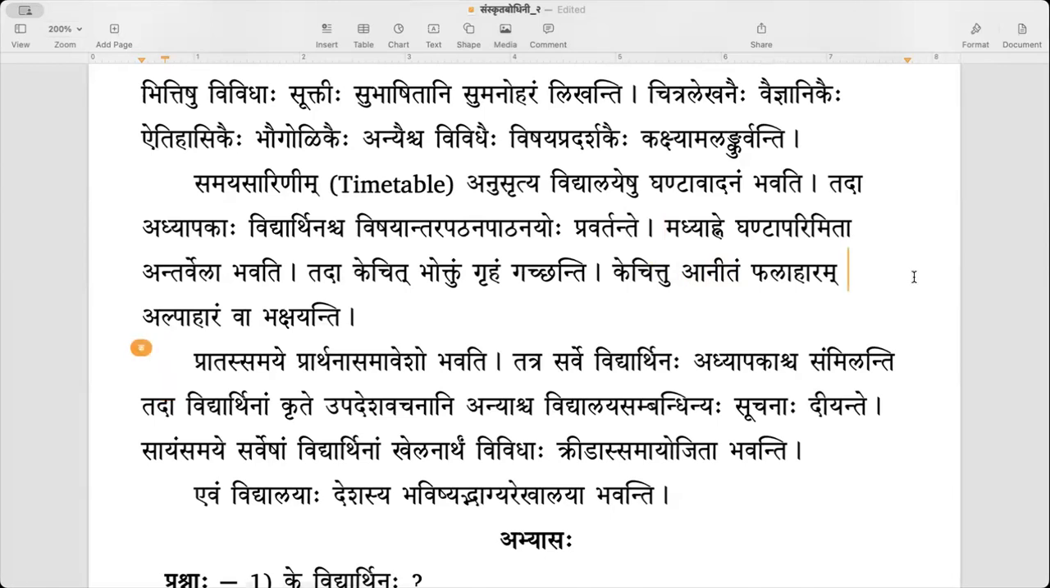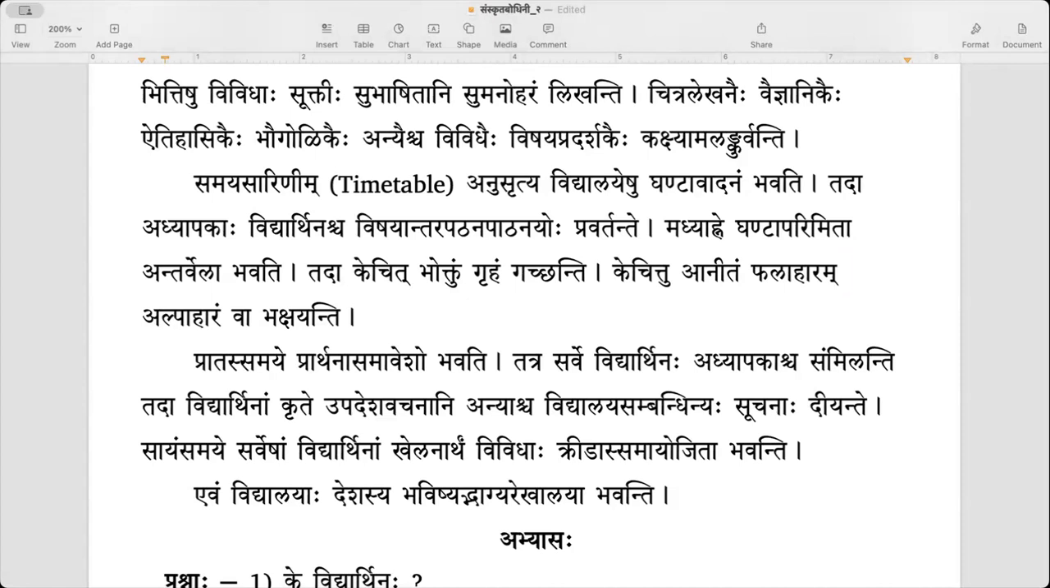Pratasamaye prarthana samavesho bhavati. So in the morning, there is a prayer assembly. Samavesha is assembly, correct, meeting. Okay, prayer meeting happens.